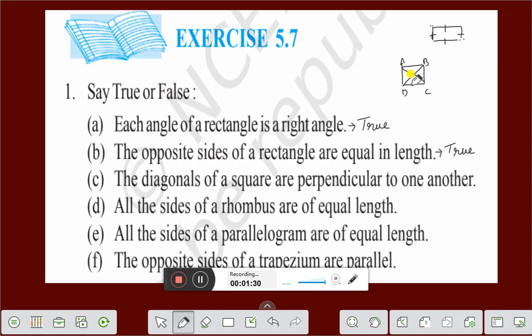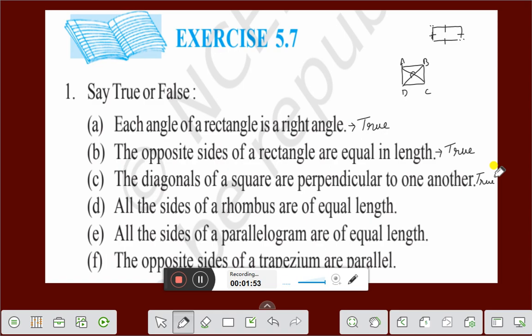In the property, we read that the diagonals of a square are perpendicular to one another. These are all 90 degrees, right? Therefore, we can say that the diagonals of a square are perpendicular to one another. That is true.